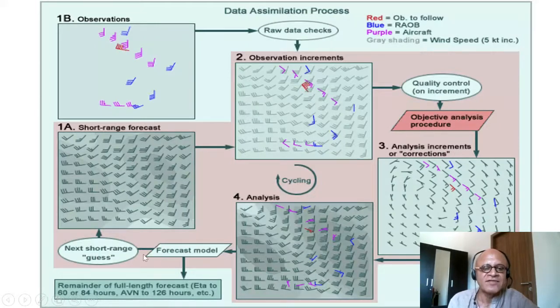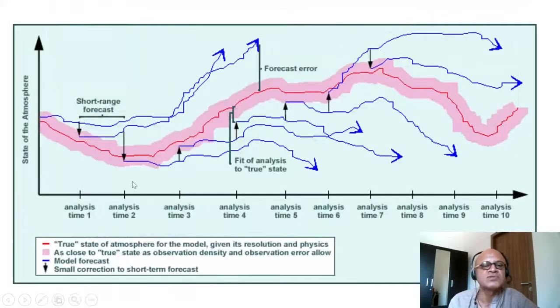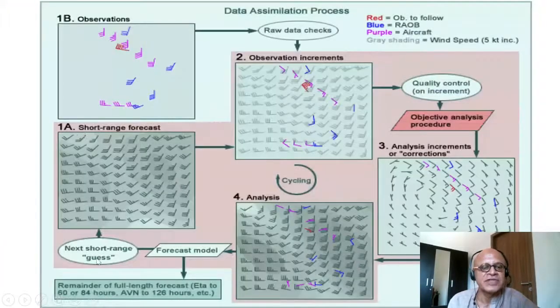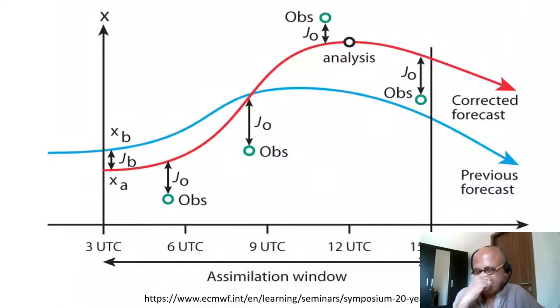And then that forecast model is corrected as we show here along the way. So next short range guess, so the analysis is given as a first guess to the short range forecast, which goes back to this step and so on. So you have to keep going forward.